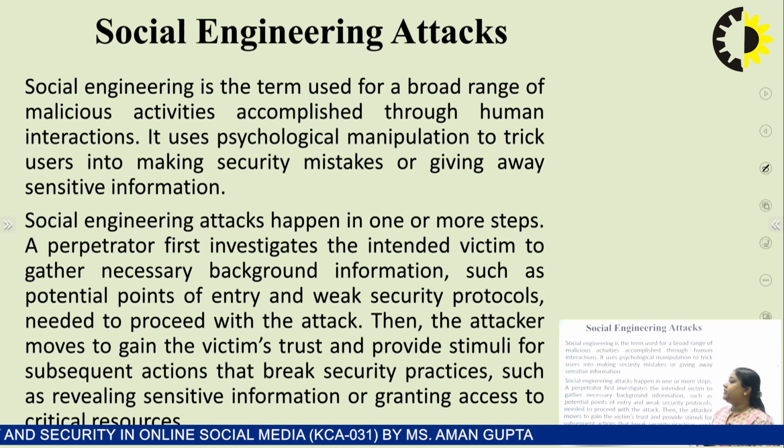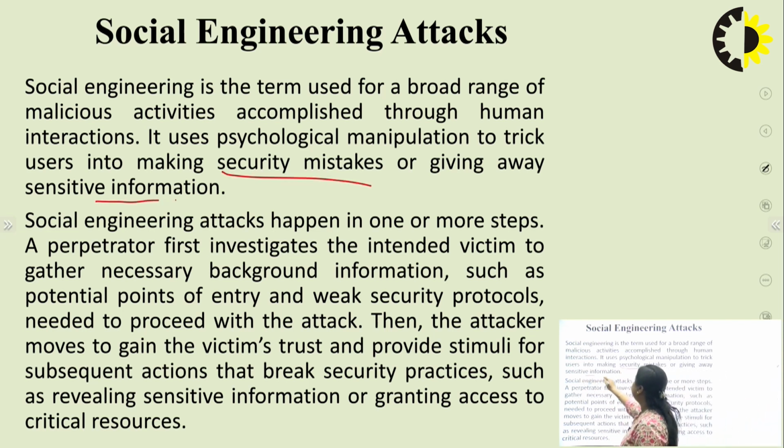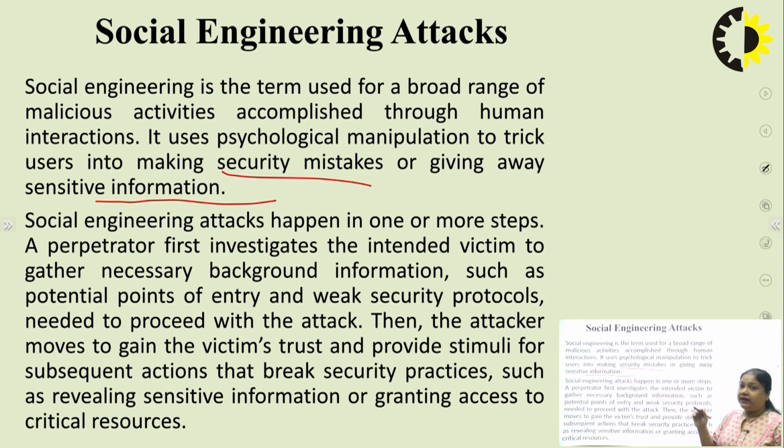Next one is social engineering attacks. What is social engineering? Social engineering is used for a broad range of malicious activities accomplished through human interaction. It uses psychological manipulation to trick users into making security mistakes or giving away sensitive information. So sensitive information that is passed from one person to another can lead to malicious attacks. Social engineering attacks happen in one or more steps. So how can social engineering attacks happen?